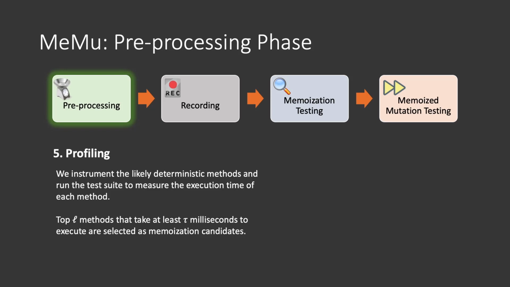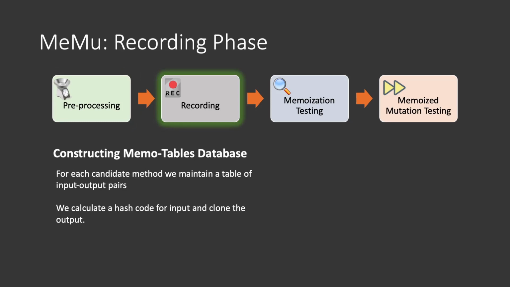In order to identify expensive methods, we measure the execution time of all the likely deterministic methods and select the top L methods that take at least 10 milliseconds to run as candidates for memoization. We then instrument the program to record input-output pairs for all candidate expensive methods. In this way, we construct a memo table for each method. These memo tables are stored in a database.